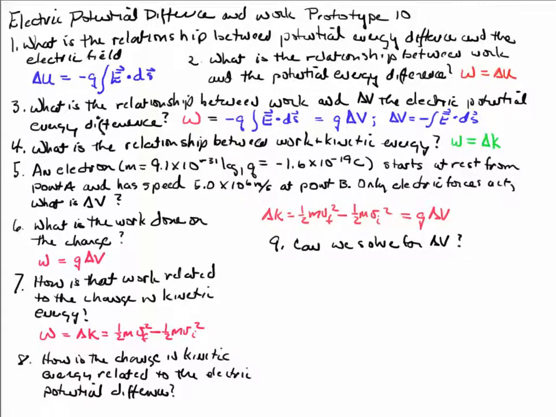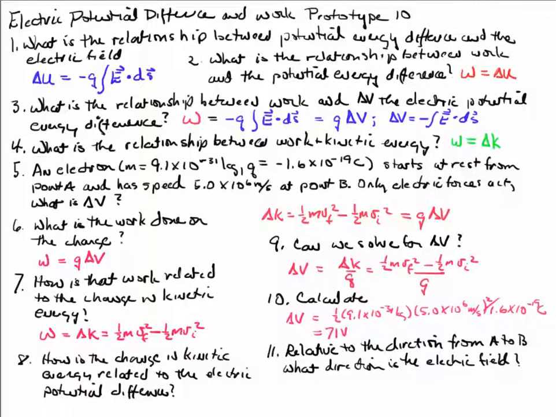Can we solve for the electric potential difference? Yes, of course we can. Electric potential difference is the change in kinetic energy over Q, and we can write it as shown below. Now let's calculate it. And we calculated delta V is equal to 71 volts.